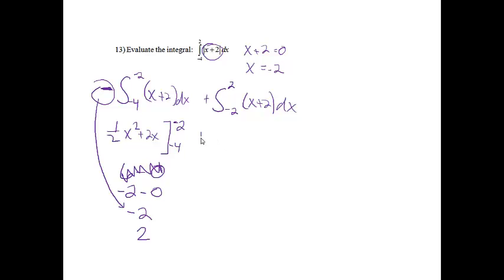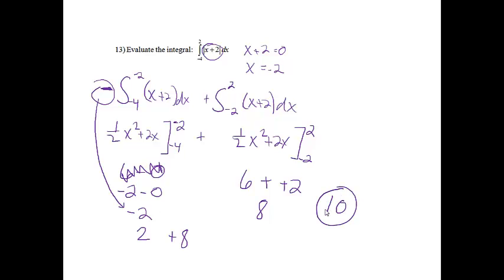Okay, now let's go over here and evaluate the other one. Again, I'll get 1/2 x squared plus 2x. And evaluating it at 2 and negative 2. If I plug in 2, I will get 2 plus 4, which would be 6. And then minus, if I plug in negative 2, I will get negative 2 as an answer. So 6 minus negative 2 will be 8. So now I'm going to take both of those answers and put them together. 2 plus 8 would give me 10.